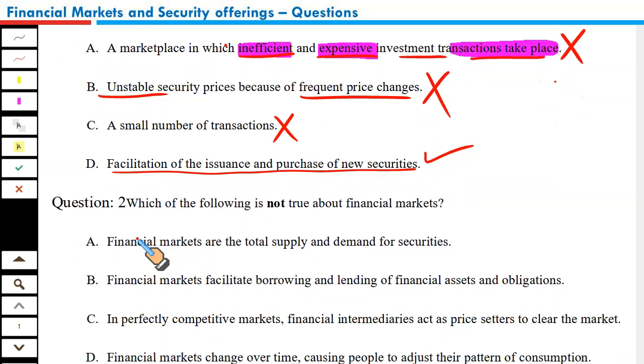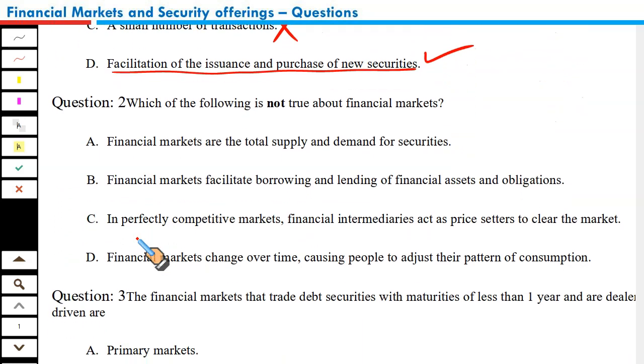Moving on. Which of the following is not true? Mind the words not true about the financial markets. Let's see one by one. Financial markets are the total supply and demand for the securities. This is a true statement. I'm writing T in front of it. Financial markets facilitate borrowing and lending of financial assets and obligations. This is true as well.